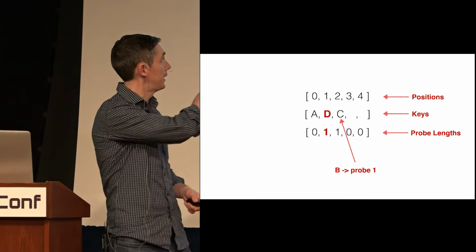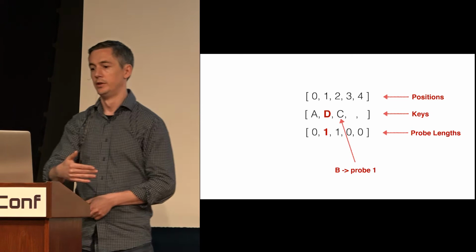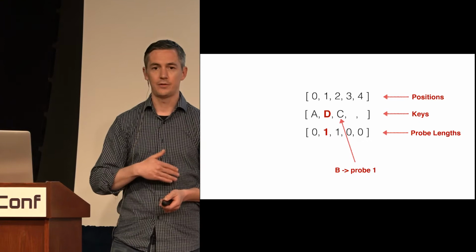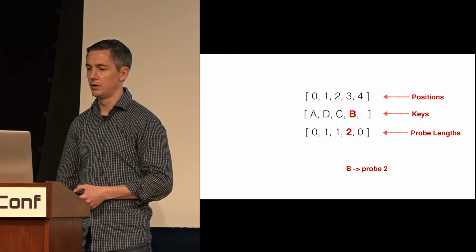And then we look to see if we can insert B in the next position over. Nope, it's full. C's there. But C has a probe length of 1 also. So we just have to go to the next spot over to look for D's spot. It's available. So we put B there, and we mark the probe length of 2.